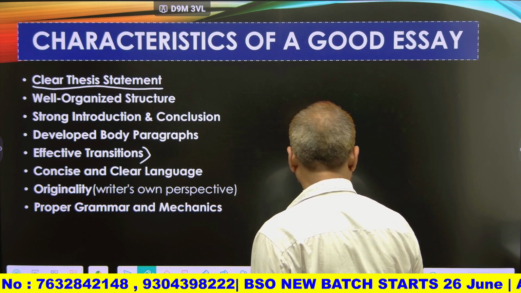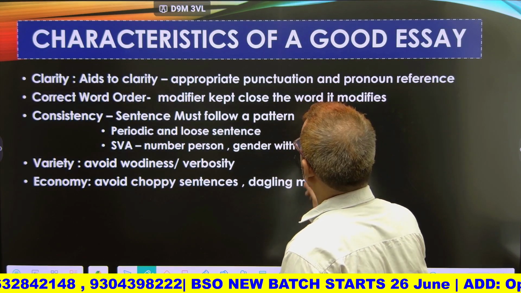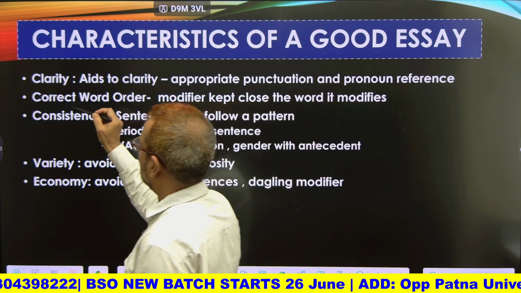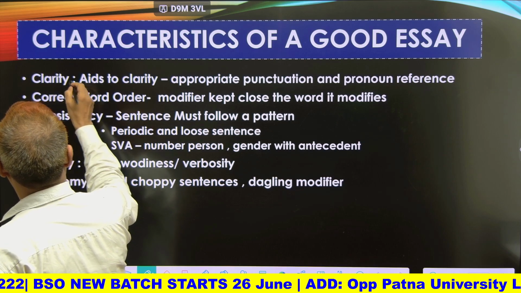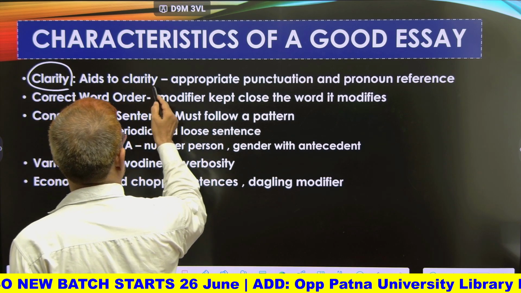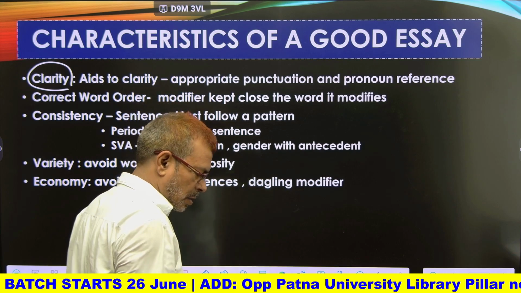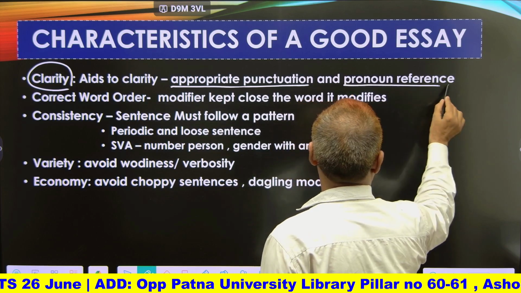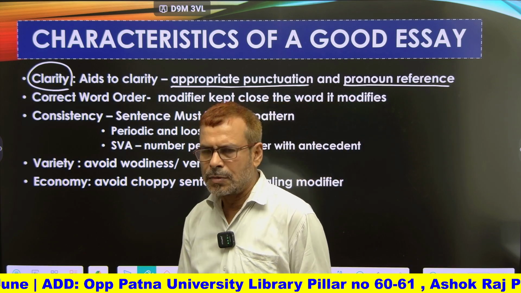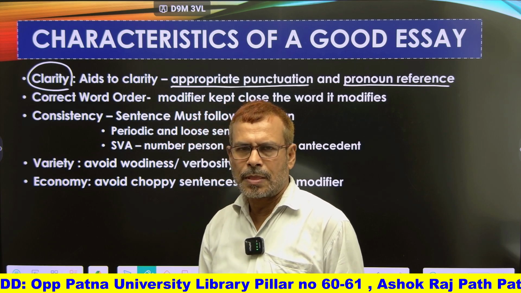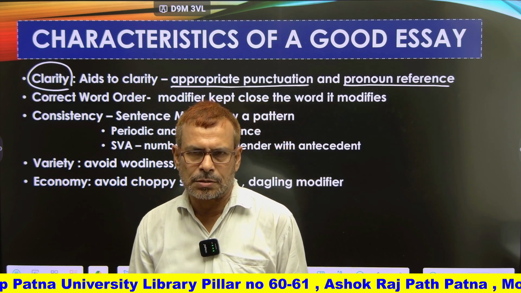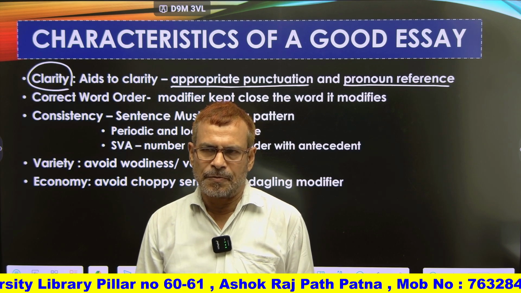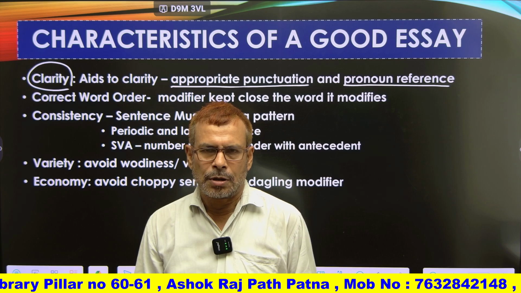Next one. Characteristics of a good essay. We still continue. There has to be clarity. Aids to clarity. How can we achieve clarity? We should use appropriate punctuation and pronoun reference. When we mention a noun in forthcoming lines, later on we use pronouns. We have to use appropriate pronouns which refer to their antecedents.